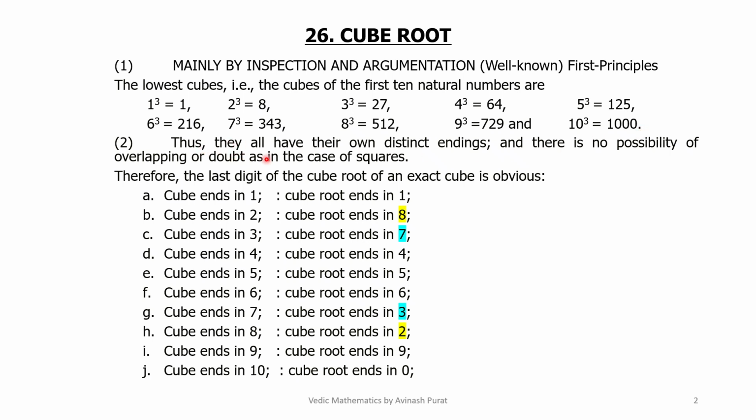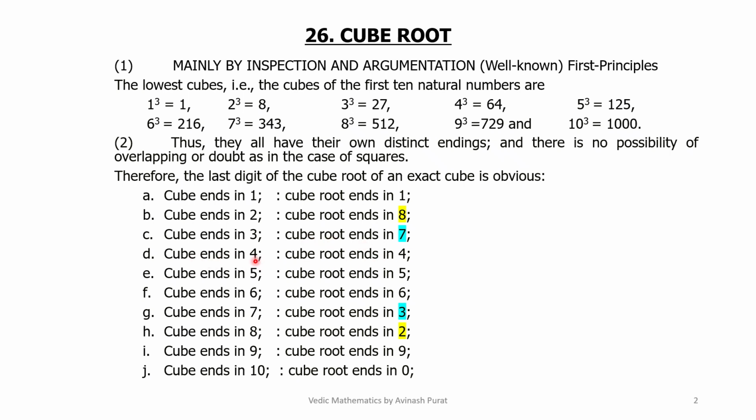Thus, they all have their own distinct endings, and there is no possibility of overlapping or doubt as in the case of squares. Therefore, the last digit of the cube root of an exact cube is obvious. Cube ends in 1, cube root ends in 1. Cube ends in 2, cube root ends in 8. Cube ends in 3, cube root ends in 7.